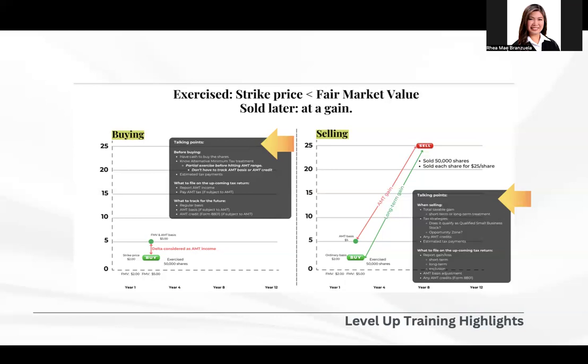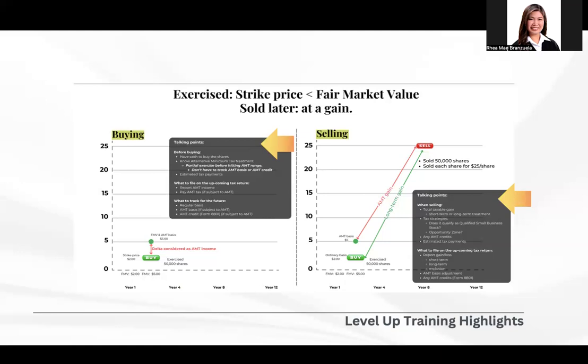By the time our client sells the shares years later, say he or she sells the 50,000 shares at $25 per share, calculating the total taxable gain becomes crucial, taking into account both the regular basis and the AMT basis. So we have the sale price of $25 per share, regular basis of $2 per share, and AMT basis of $5 per share. With a gain, the client has to report this as short-term or long-term depending on the holding period.